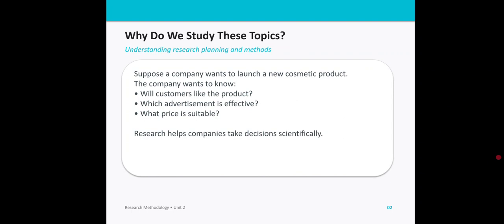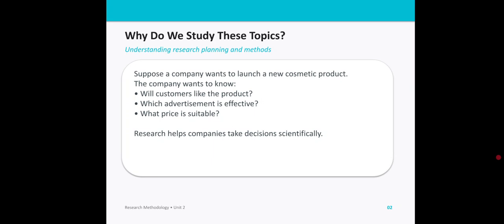Basically, if they want to launch any product in the market, it's the responsibility of the company, of the managers, to identify which age group they target for the product. Maybe they are launching the product for toddlers, or maybe the younger ones, maybe male or maybe female. So first of all they have to identify the category of people they target to sell the product.